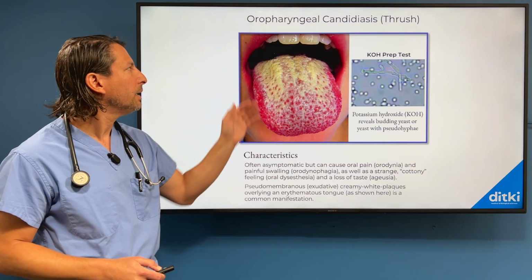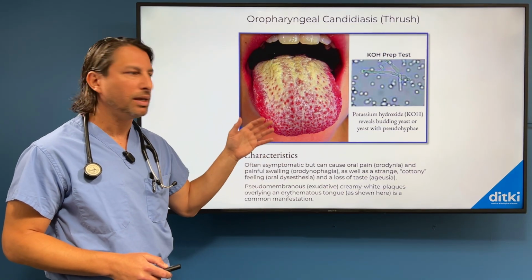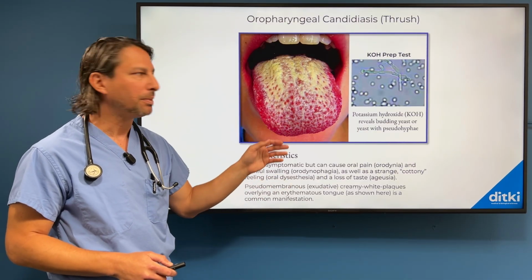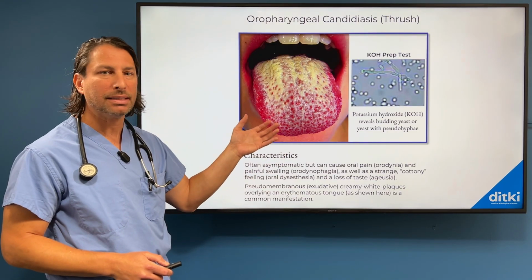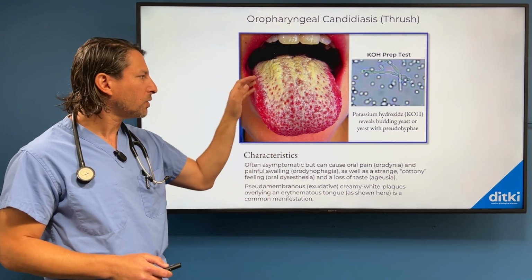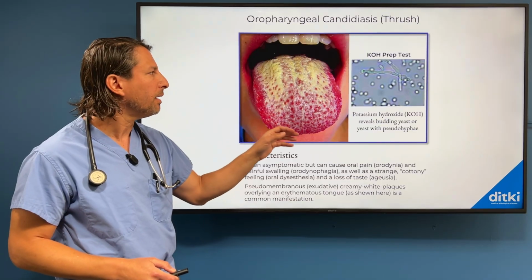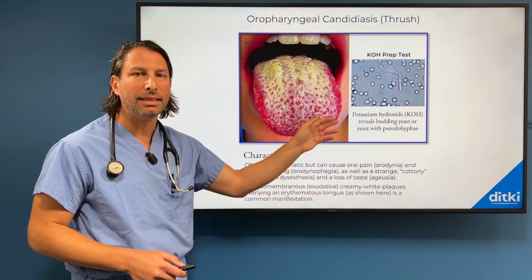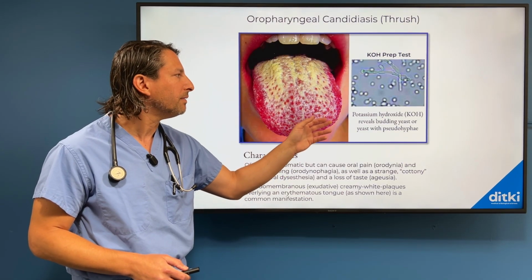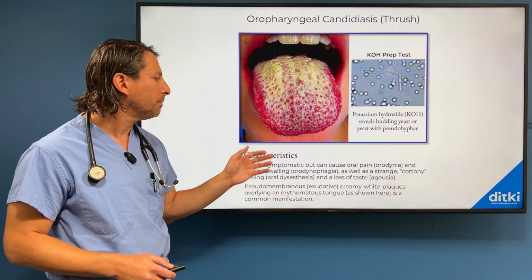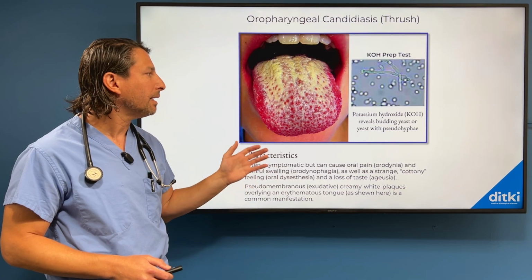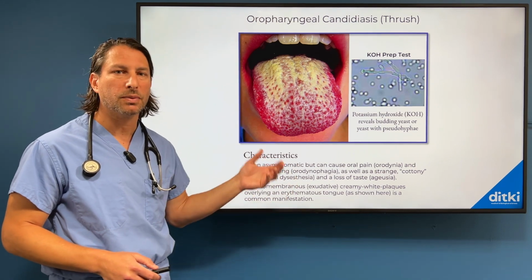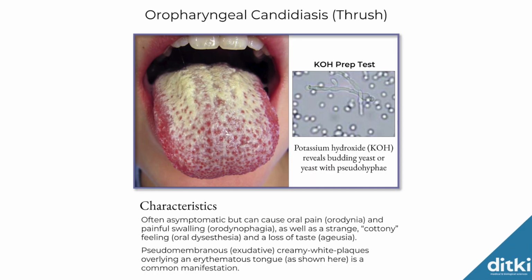Infectious lesions. So oropharyngeal candidiasis, thrush, we see this pseudomembranous exudative plaque here, this creamy white plaque, underneath an erythematous tongue here. If we scrape this off, it can easily scrape off, and we test it with potassium hydroxide prep, we'll see these budding yeast or yeast with pseudohyphae. Easily treatable, but typically often asymptomatic, but can cause oral pain, especially with swallowing, and it can cause a loss of taste as well.